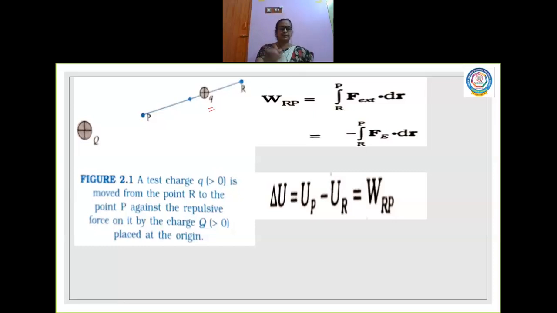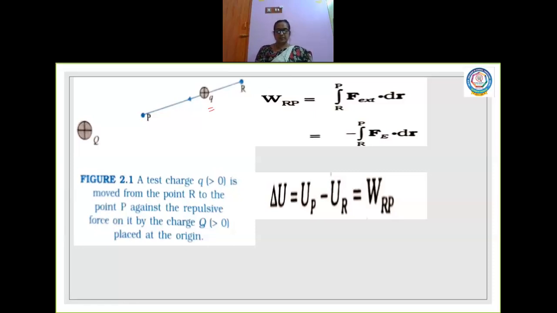Electric force is from Q to R, right? But whatever work has been done, that is in a direction opposite to the electric force. So the arrow that is represented here is the work done by an external force. I bring an external force. External force is doing a work in bringing the charge from R to P. Is it clear? So this work done, we are going to see now. I am going to discuss about this.